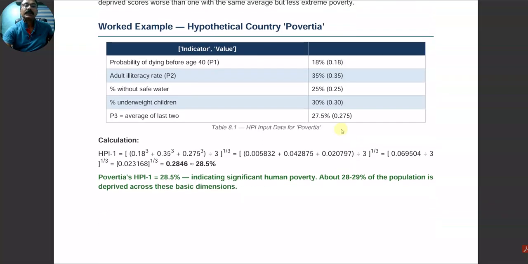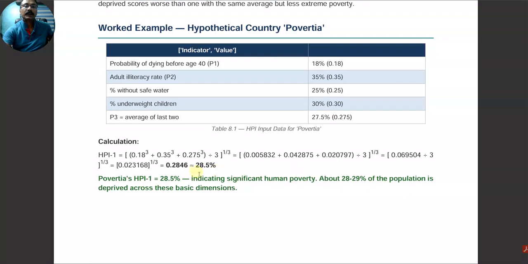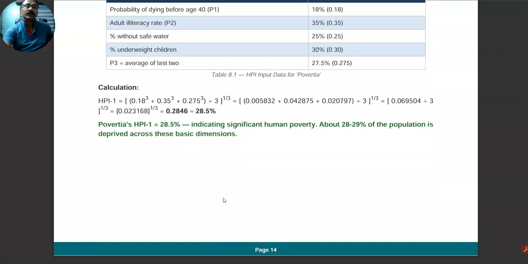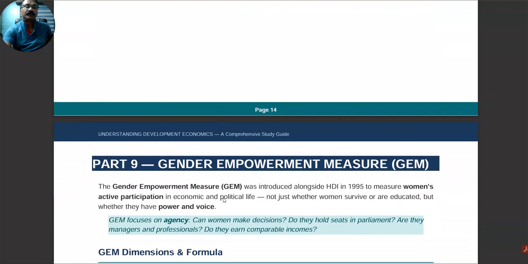Now using these values in this formula, we get 28.5%. So HPI-1 of 28.5% means significant human poverty. About 28 to 29% of the population is deprived across these basic dimensions. This way we can explain the value of HPI-1.